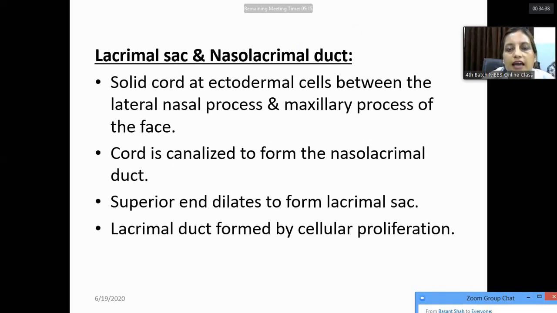So the lacrimal sac and nasolacrimal duct: this is the drainage pathway, or lacrimal pathway. It starts as a solid cord of ectodermal cells between the lateral nasal process and the maxillary process of the face. The cord is canalized to form the nasolacrimal duct, the superior end dilates to form the lacrimal sac, and the lacrimal ducts are formed by cellular proliferation. So these are just ectodermal derivatives.